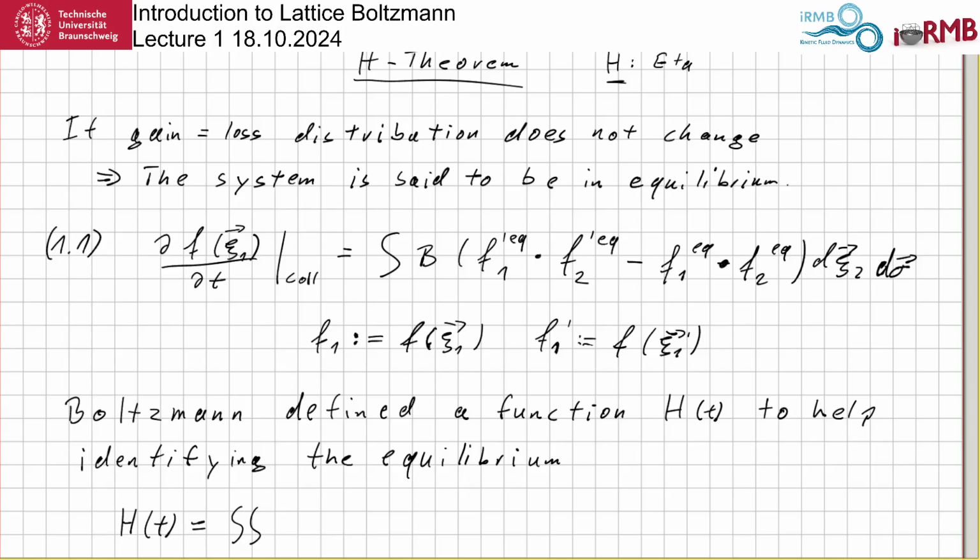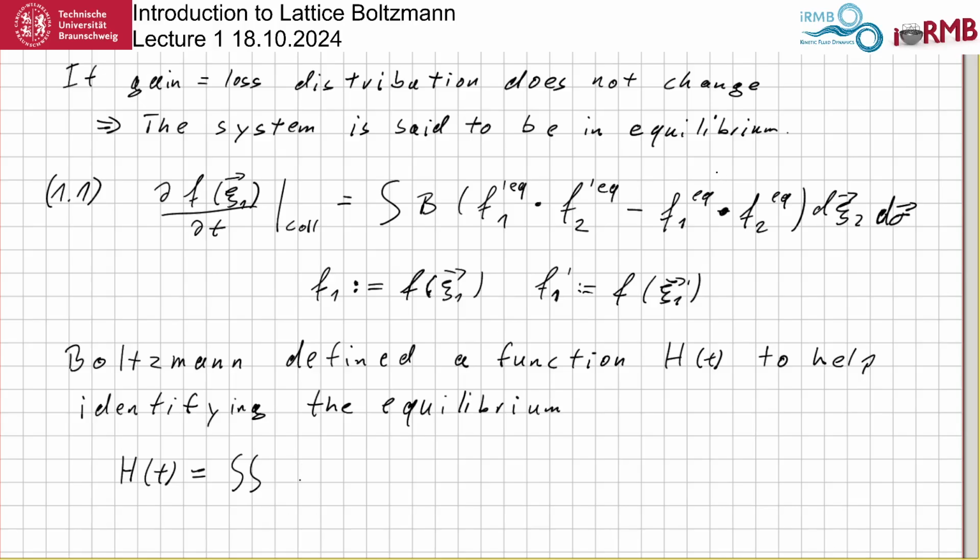He invented a function that is the integral over the distribution times the logarithm of the distribution. And this he integrates over the entire velocity space and the entire universe. So all the velocities, all the universe. The system is the universe with all velocities and all spaces. Okay, f times log f. So this was his idea.